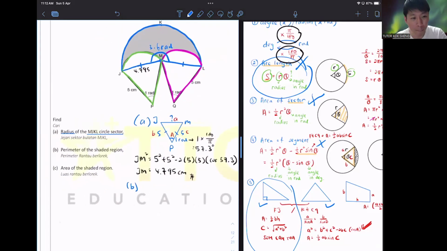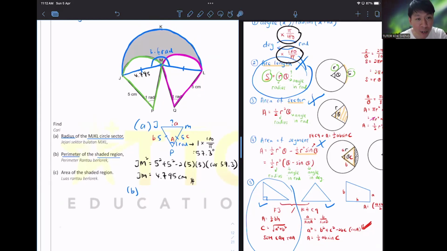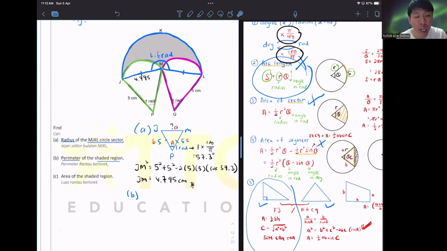Next one, B. Perimeter of the shaded region. Perimeter means the outer layer only, the outer part only of the shaded part. So only three: JKL, JM, and ML. Plus them together. All these three, we don't have the number yet, so I have to find 1, 2, 3, and then add.